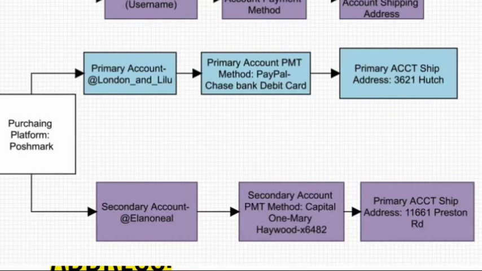Okay, so now here's that same flowchart, but with a real life example for the Poshmark platform. Now, if you were inputting an item that was purchased on Poshmark, you could see at the bottom of the screenshot, like I just showed you, what the account username was. And if it's the London and Lilu account, the primary account, which is on the top of the flowchart here, then you would know that unless we put a note in there stating otherwise, the payment method you need to select was the Chase Bank debit card, and the address you need to select is the 3621 Hutch Drive address.